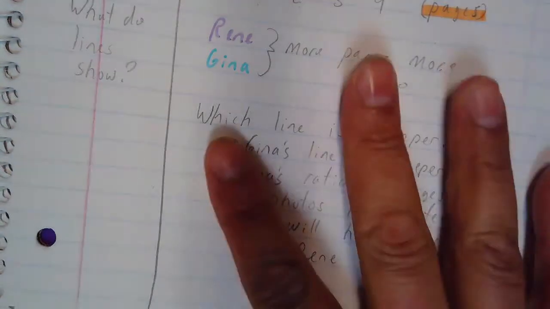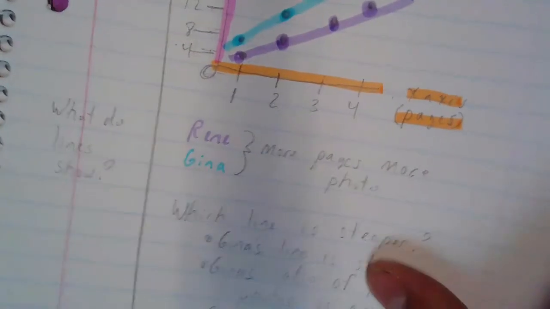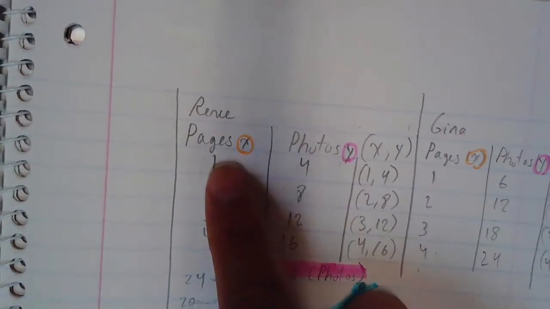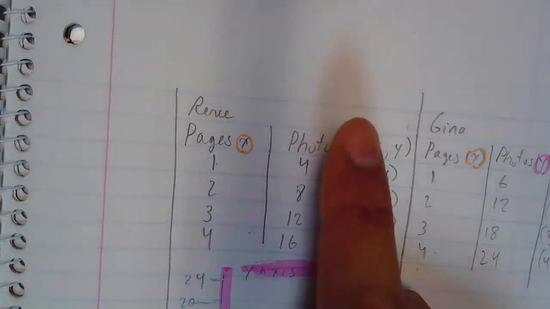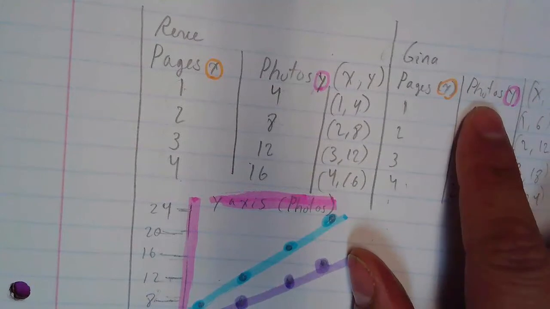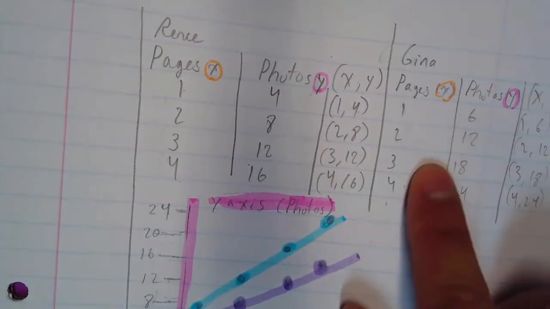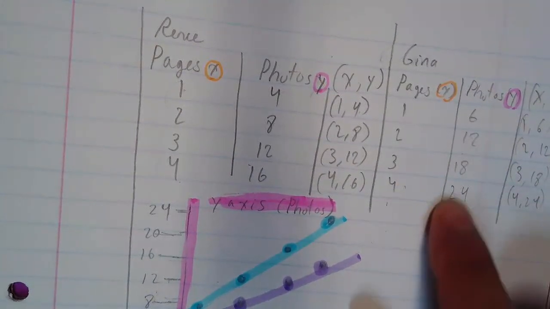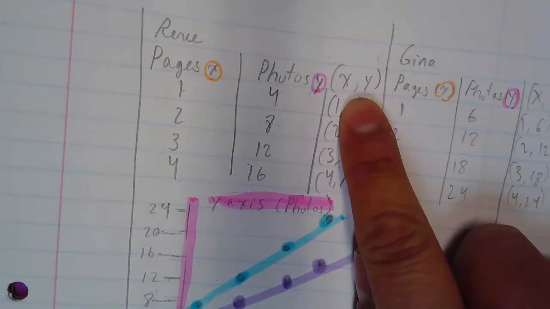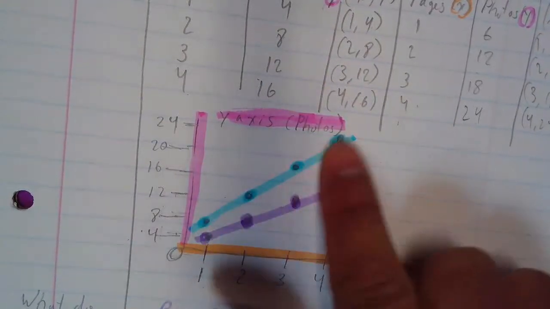So look, here's the deal. The ratio here is 4:1. For every 4 photos, 1 page. And Gina's is 6:1. It could make sense. You should be able to see that the more pages you put down, you get more photos, but it looks like Gina's going to get way more photos than Renee. And you can see that here in a picture. The steeper the line, the greater the ratio.